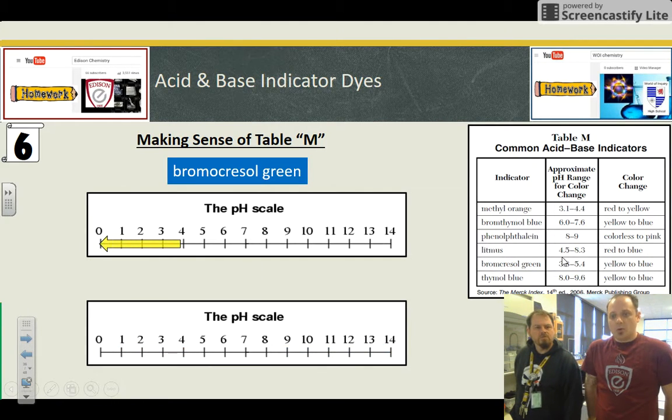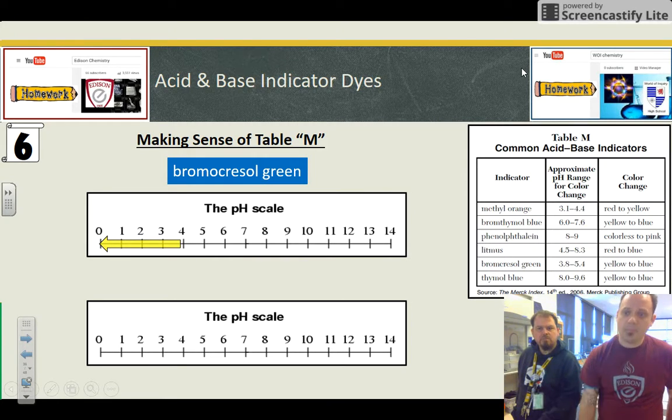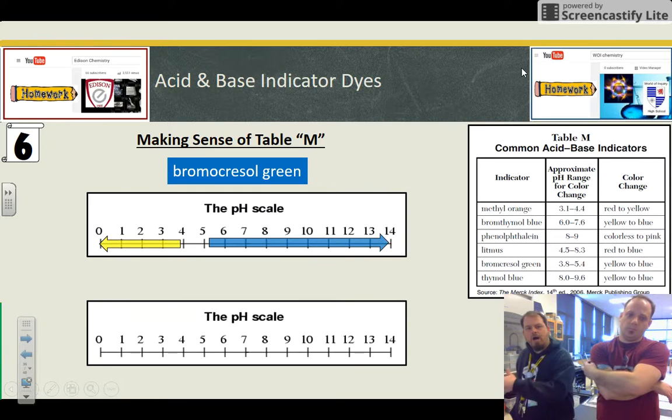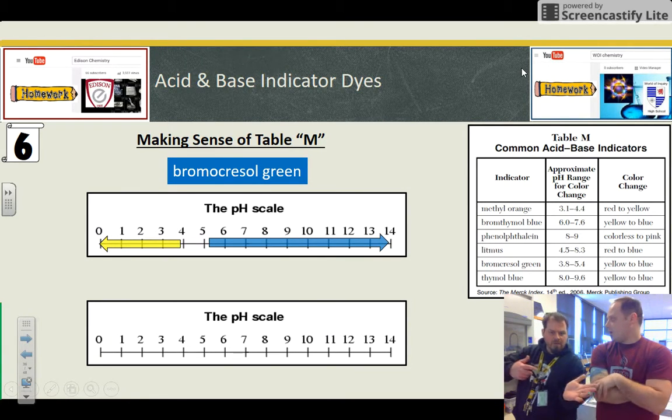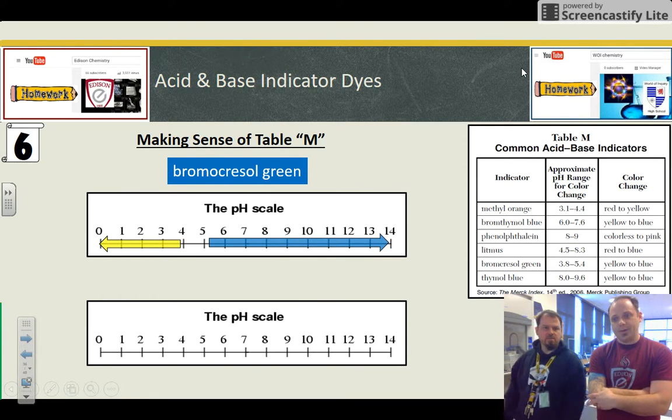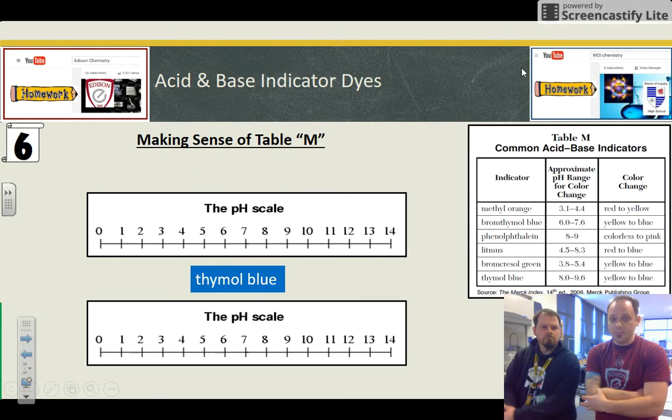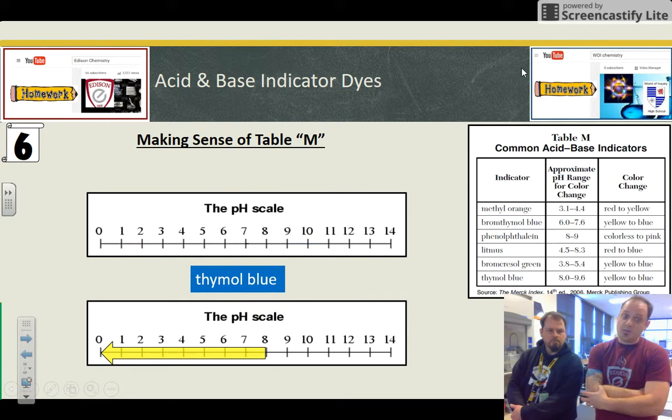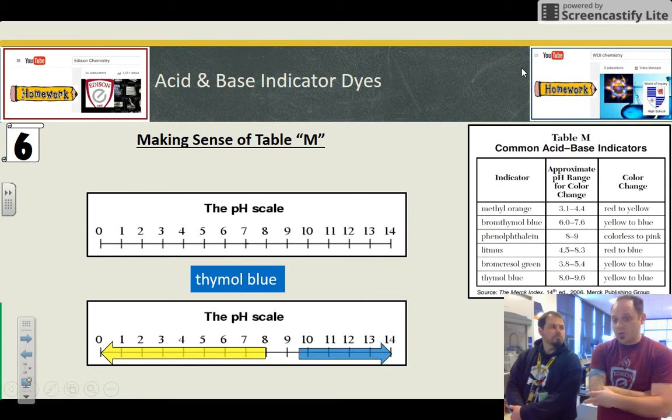So it works. Cresol green. Yellow from 3.8-ish or so left, right? And then from 5.4 up, it's blue, because I have yellow on the left, blue on the right, green in the middle. And thymol blue. Yellow on the left, 0 to 8, it's yellow, and from 9.5 to 14, it's blue. So a lot of these ones are green in the middle during the transition. There were 3 of them that were green in the middle: cresol green, thymol blue, bromothymol blue.